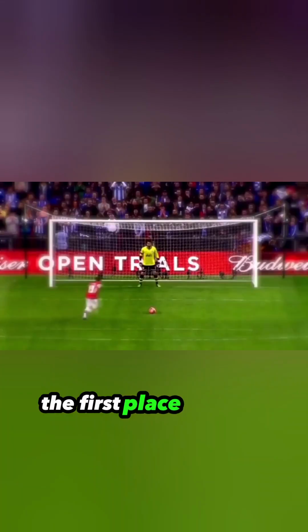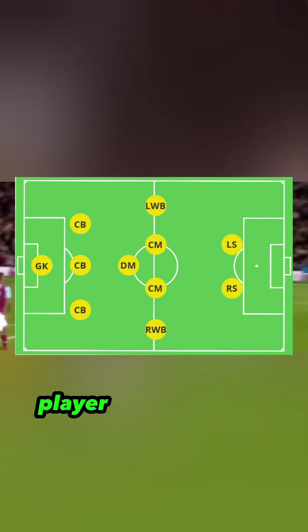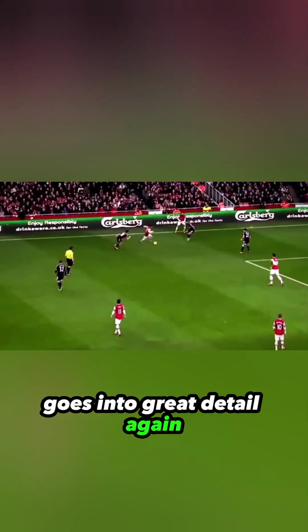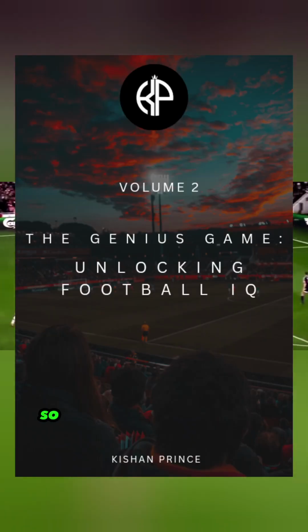That's why the first place you got to start from really is understanding formations. Next one is 3-5-2 formation as well, understanding the player roles in each of that position, and this goes into great detail. Again, I'll put this in the book, so look forward to that.